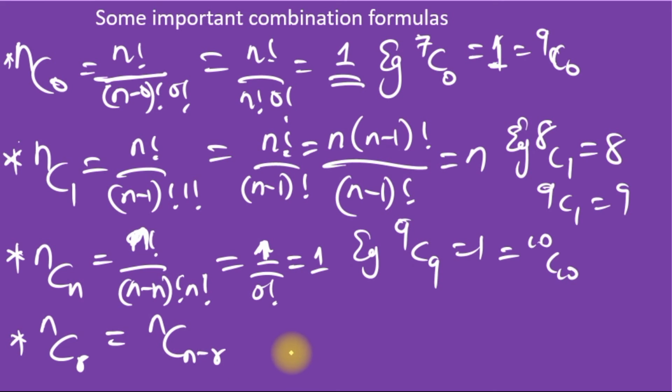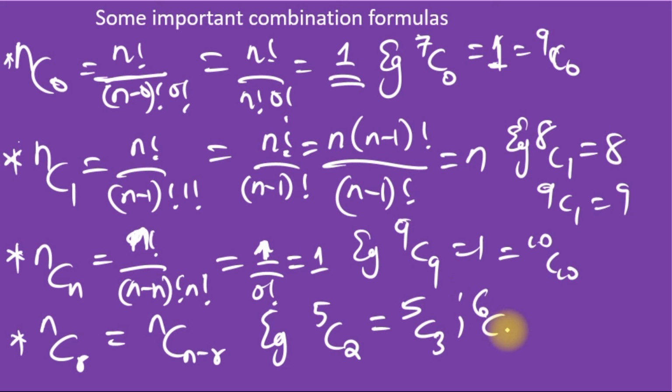Yes, it's correct. Example, 5 combination 2 is the same thing as 5 combination 5 minus 2, which is 3, or maybe 6 combination 2 is the same thing as 6 combination 4, since 6 minus 2 is 4. So these are the 4 important formulas for combination. So let's now solve real exam questions with all the stuff we've learned. Thank you.